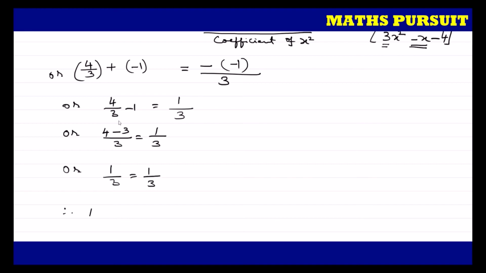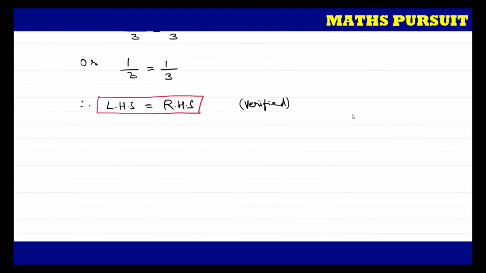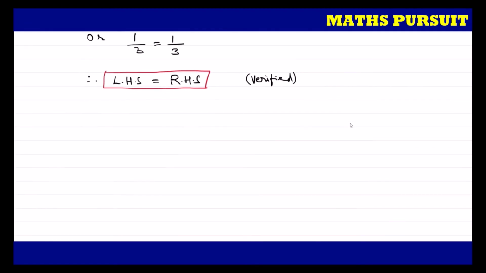Therefore, left hand side is equal to right hand side. So this is verified for the sum of zeros. What we got: left hand side is equal to right hand side. We can highlight this one for the sum of the zeros. Now, after finding that the left hand side is equal to the right hand side for the sum of zeros, let us move ahead to the product of zeros.